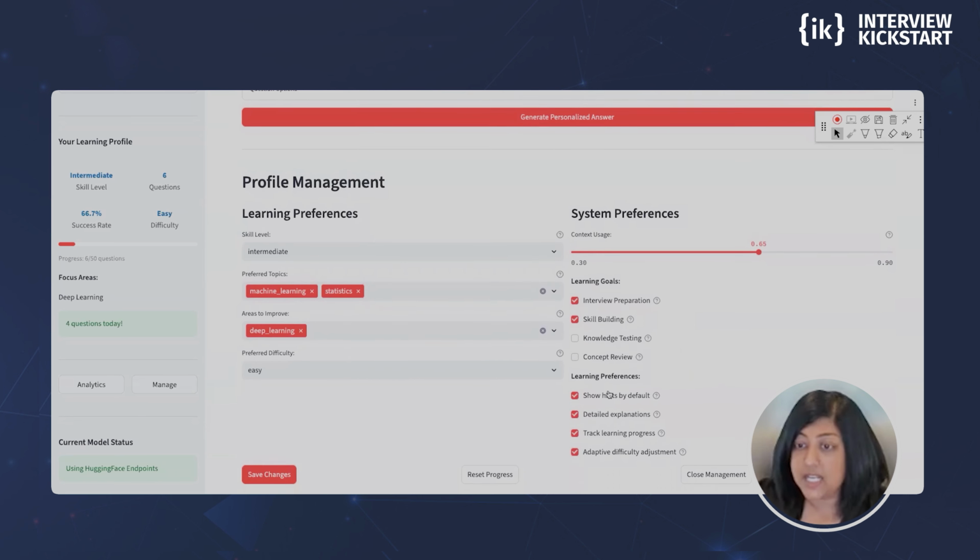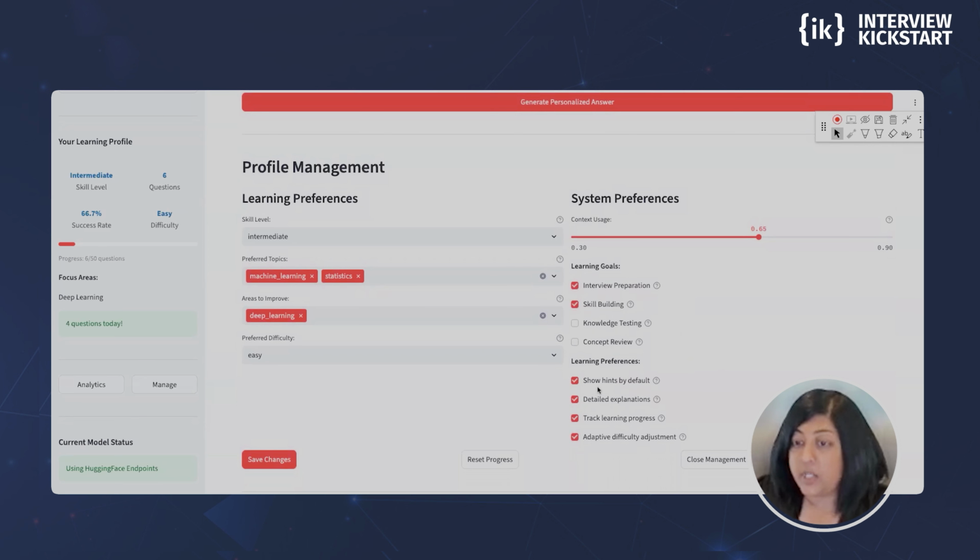Okay, the learner's needs. The learning preferences: do they want hints to be shown? Do they want detailed explanations? Do they want their learning progress to be tracked, or do they want to be incognito? It's recommended that they track their learning progress to utilize all the benefits of MLM, right? And then the adaptive difficulty adjustment is also something that they can toggle on or off. All of these are recommended to be turned on, especially if a learner is a first-time user.